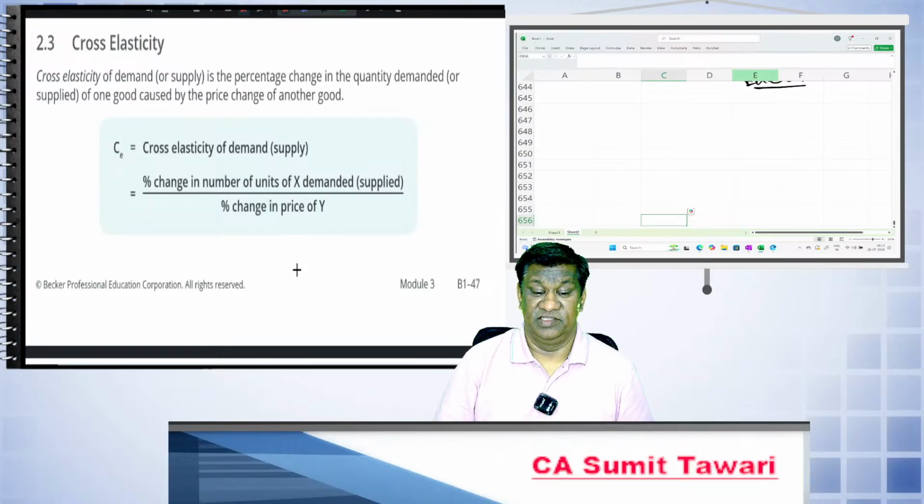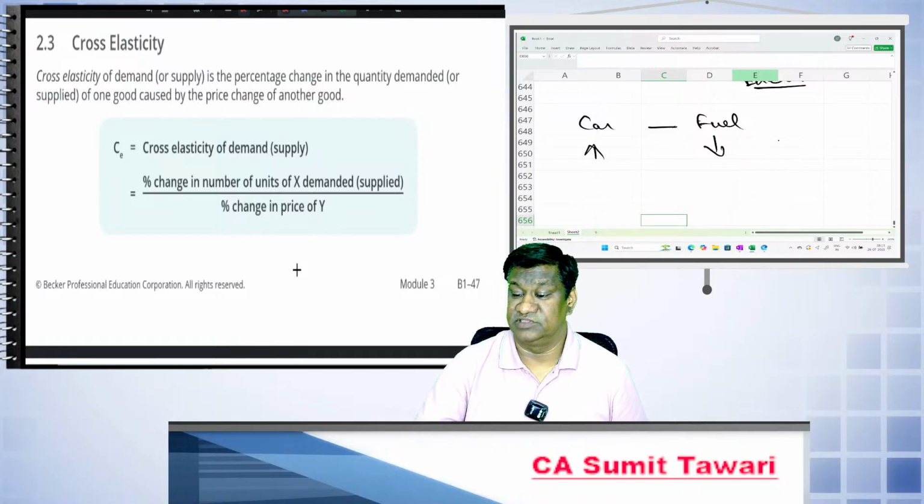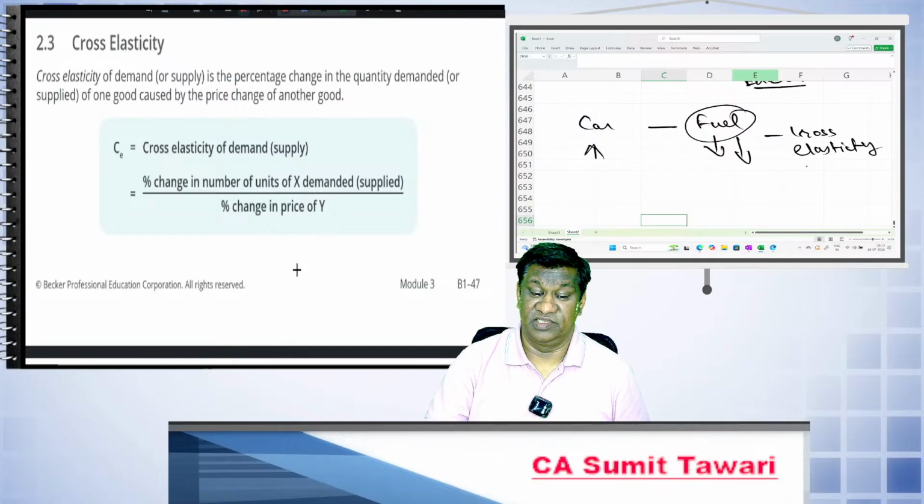Now the cross elasticity. Because of an increase or decrease in the price of one product, it may affect the increase or decrease of the demand or supply of the other product. That is basically the cross elasticity. For example, you can consider car and fuel. If the price of the car increases, the demand for the fuel decreases. That means it is cross elasticity. If the price of the car increases, people are not happy to buy the car, and because of that reason, the consumption of the fuel decreases. So that is basically the cross elasticity.